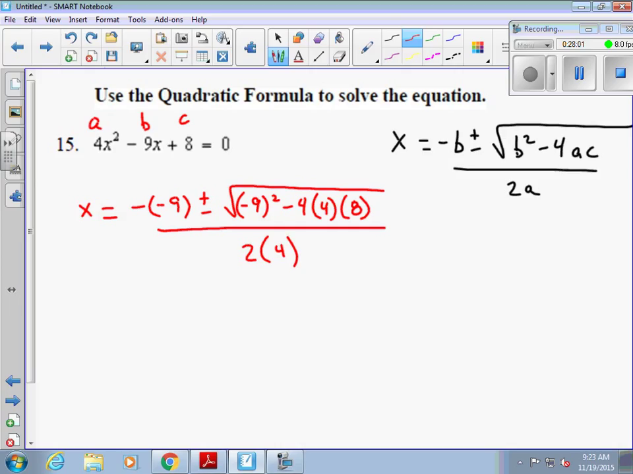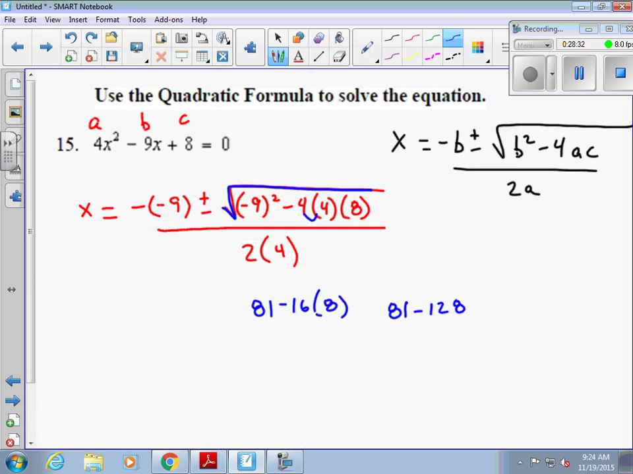Then it's simply a matter of simplifying all of this. First, simplify this discriminant part, everything inside of that radical. Negative 9 squared is positive 81. Negative 4 times 4 is negative 16. And negative 16 times 8: 6 times 8 is 48, and 8 times 1 is 8 plus 4 is 12, so 128. So we have something that says 81 minus 128.